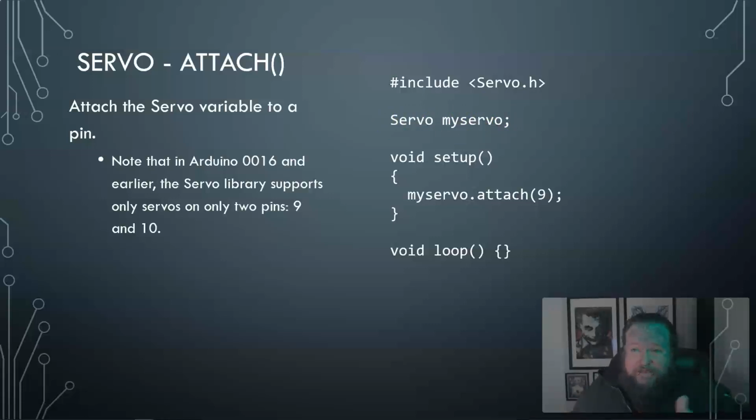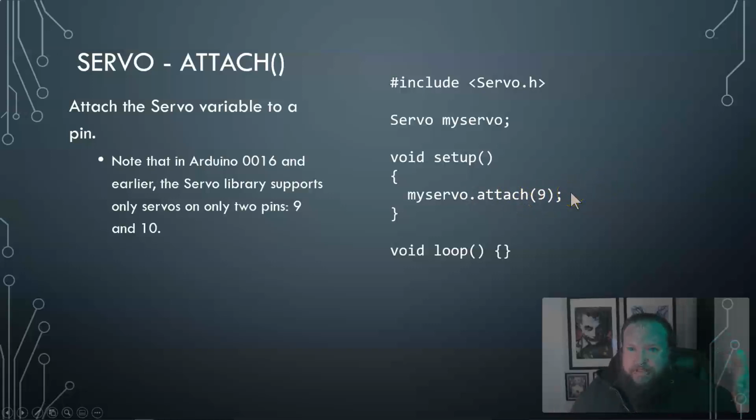So this code here is only good for one servo. In your setup function, then, you'll be taking that variable you declared before and going .attach, and then the pin that it's actually attached to. So in this case, 9, one of those used up pins. So 9 or 10, and then you could use others.